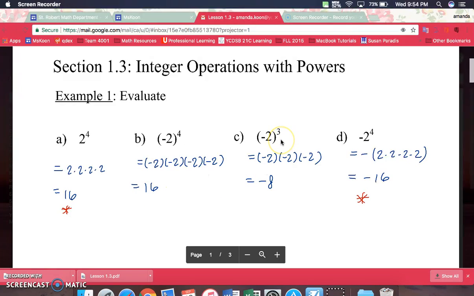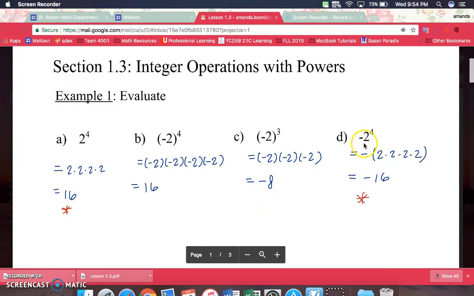So if I see (-2) in brackets to the power of 3, we say this whole notation is a power. Negative 2 is the base of the power, and 3 is the exponent. So this means the base of -2 is multiplied by itself 3 times. Negative times negative turns into positive. Positive times negative is a negative. And 2 times 2 is 4. 4 times 2 is 8.